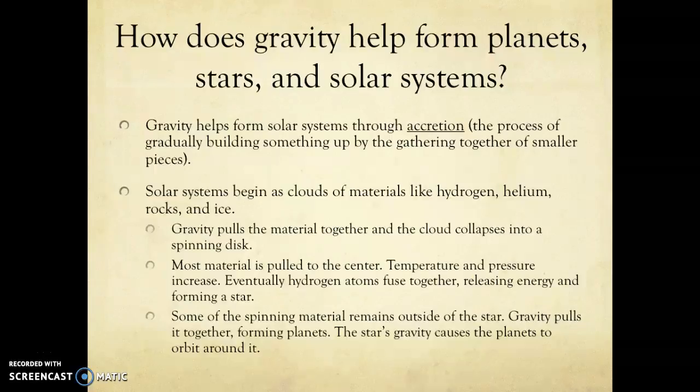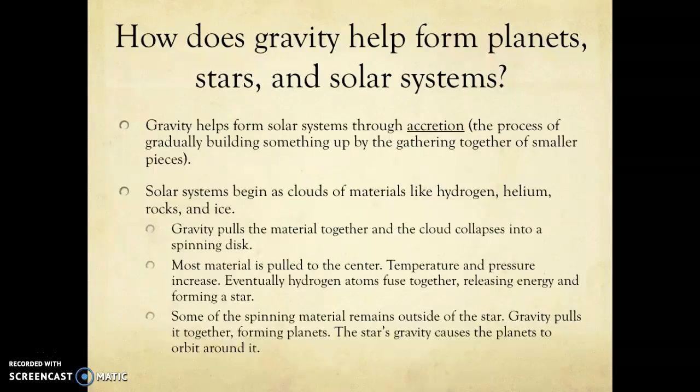and instead of metal, you have clouds of materials like gases, especially hydrogen and helium. Those are by far the most common elements out there in the universe. And then you've also got things like bits of rock, bits of ice, all sorts of little things. And instead of having a magnet, you have gravity. So accretion is the process of gradually building something up by gathering together smaller pieces. Solar systems begin as clouds of materials, like I said, gases, hydrogen, helium, rocks, ice. So gravity will start to pull the materials together.